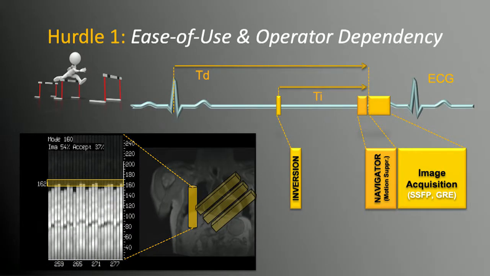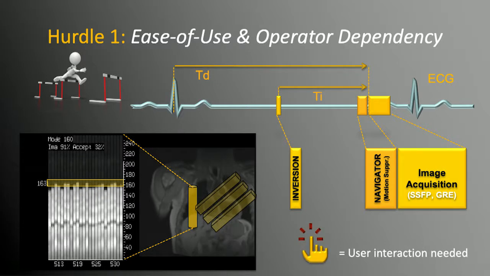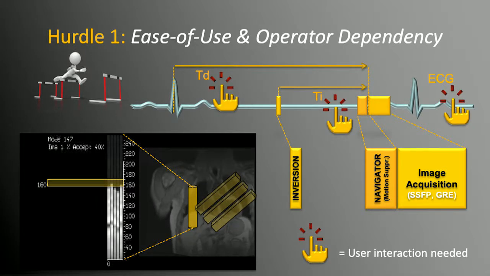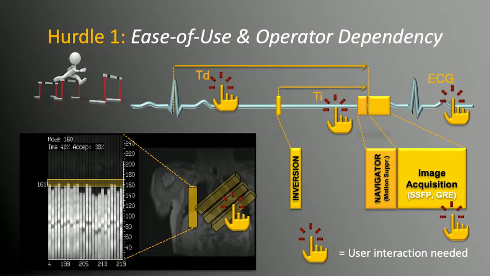If you want to do this, for instance, for late enhancement using an inversion pulse during free breathing, then there is a lot of manual interaction needed. So everywhere where I drew a little hand, operator involvement is needed. You need to put on the EKG electrodes, you have to futz around with timing parameters. You have to localize the slices.